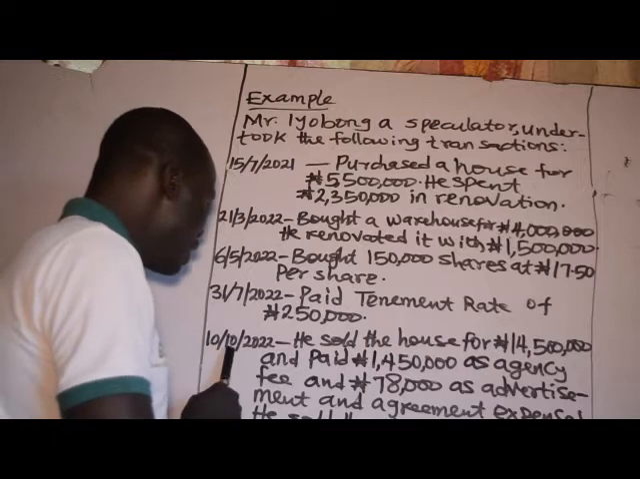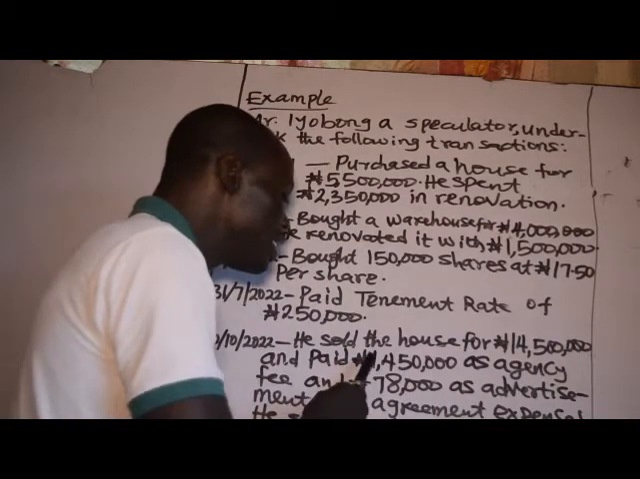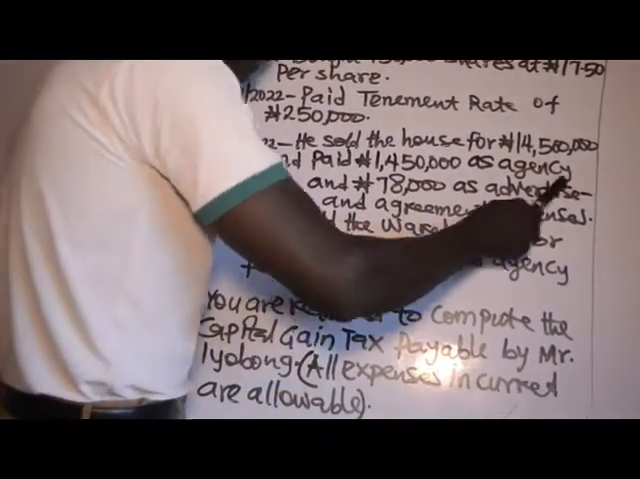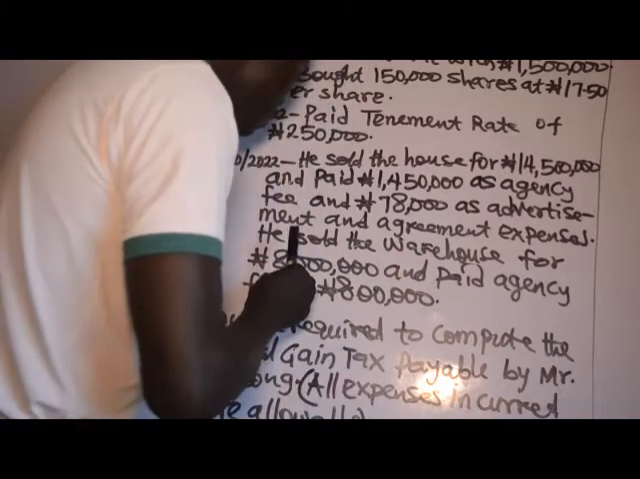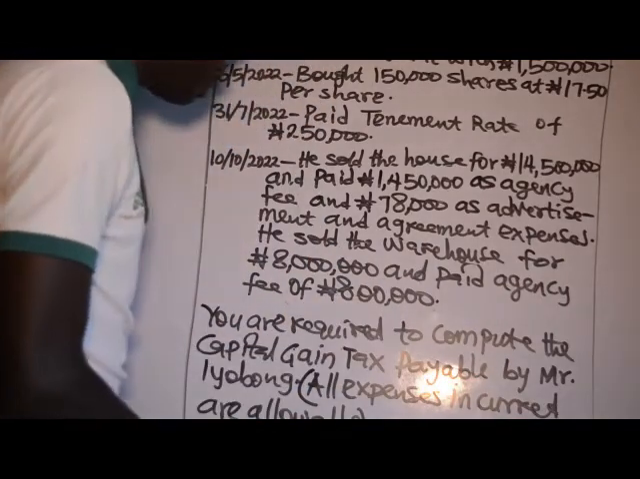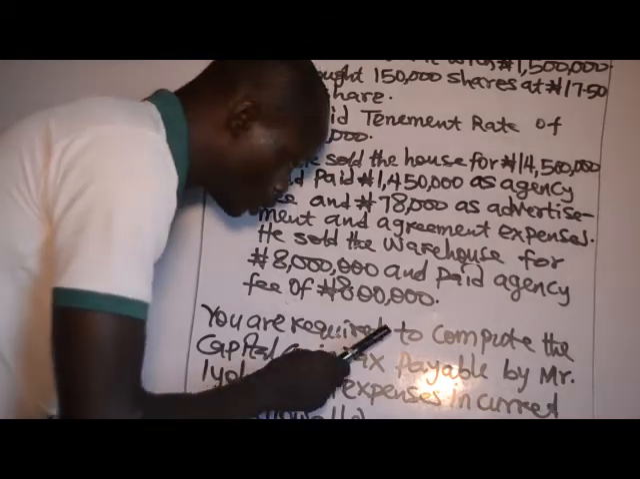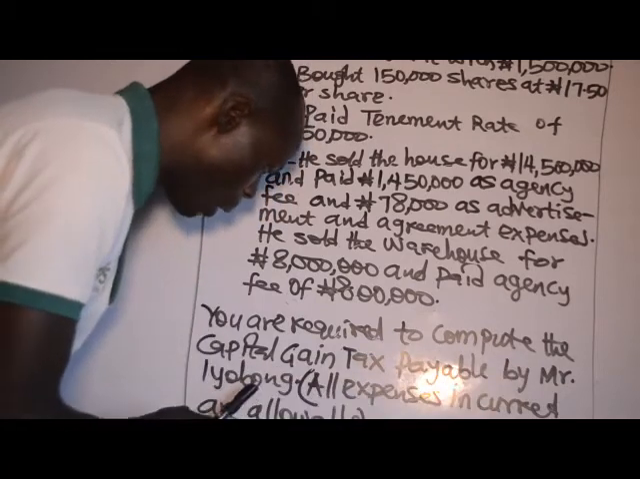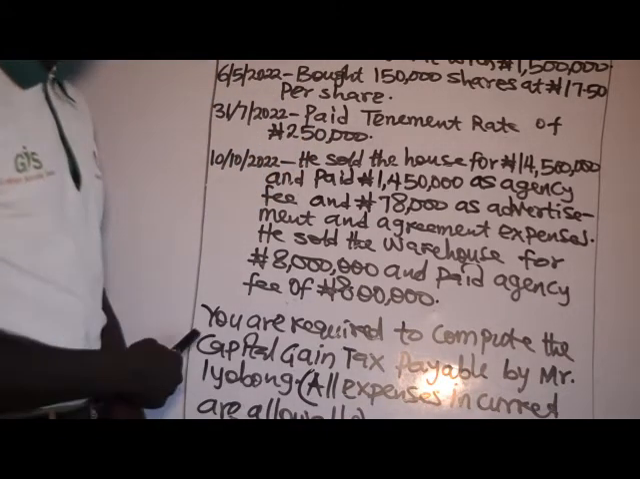On the 10th of October 2022, he sold the house for 14.5 million naira and paid 1,450,000 naira as agency fee and 78,000 as advertisement and agreement expenses. He sold the warehouse for 8 million naira and paid an agency fee of 800,000 naira. You are required to compute the capital gain tax payable by Mr. Yobong. All expenses incurred are allowable. That is the question. Now, the solution.